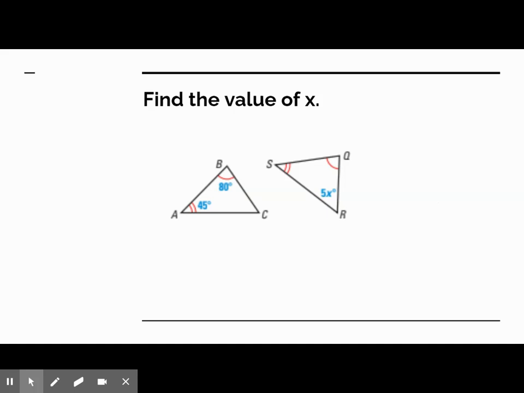Yeah. The correct answer is x equals 11. If you do this plus this, subtract from 180, you get 55. And since two angles are congruent, the third angles are congruent, so this angle equals 55. So you do 5x equals 55, divide by 5, x equals 11. I got 95. X equals 11. Alright, number 18.